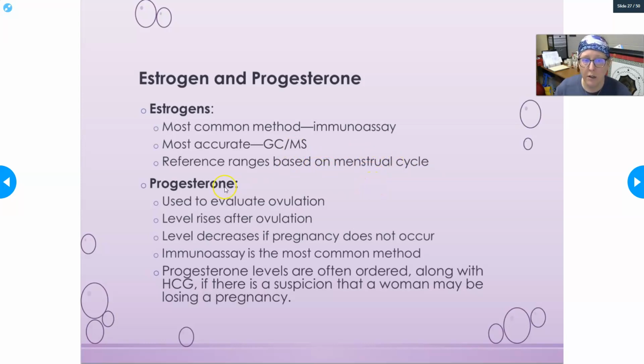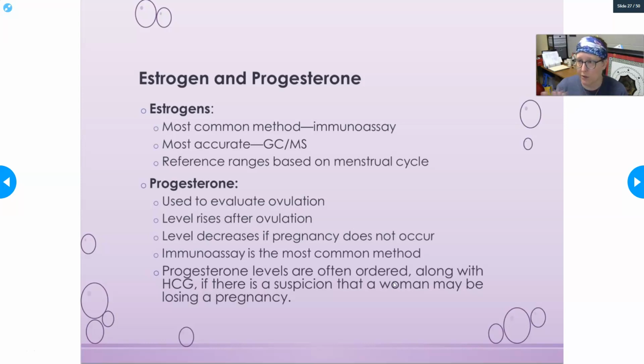Progesterone levels are used to evaluate ovulation. The level will rise after ovulation with a mid-luteal cycle peak, and then decrease if pregnancy does not occur. The immunoassay is the most common method used to detect progesterone, and progesterone levels are often ordered along with HCG if there's a suspicion that a woman might be losing a pregnancy, because progesterone is needed, especially early on, like if you want to catch an early miscarriage.